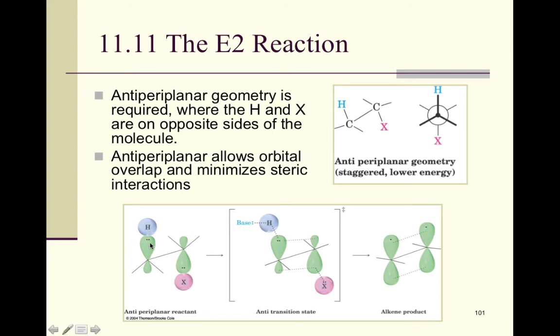So this illustration is showing you the orbitals and how everything's put together. So this is before the reaction. Our hydrogen is now anti-periplanar to our leaving group. We have our base coming in, holding on at the same time as our leaving group. So we have two things together at the same time. And then we can have the pi electrons being formed for a double bond, and the leaving group is gone.